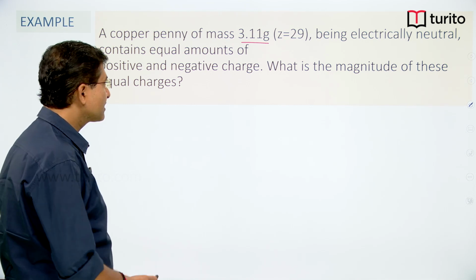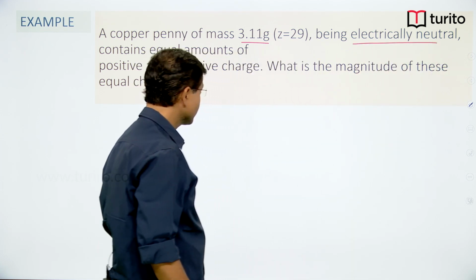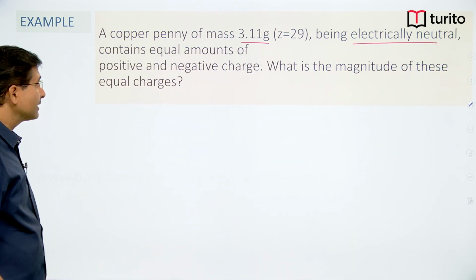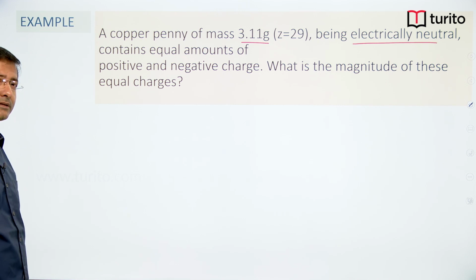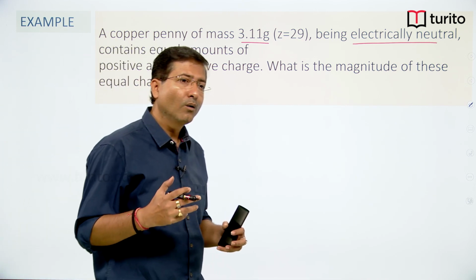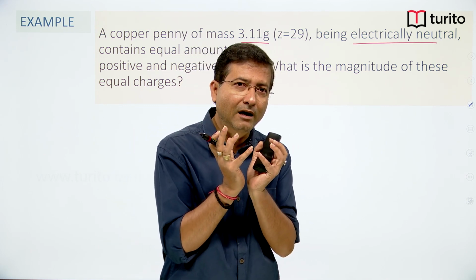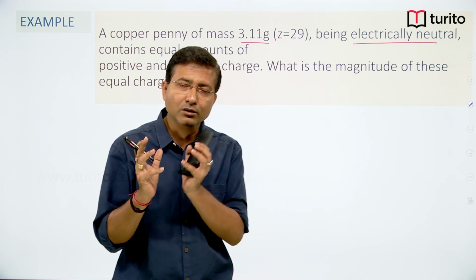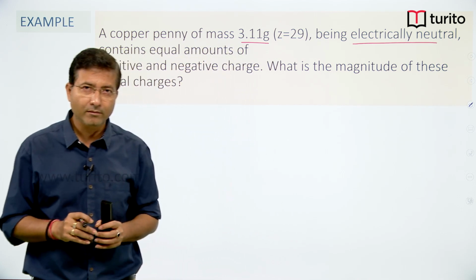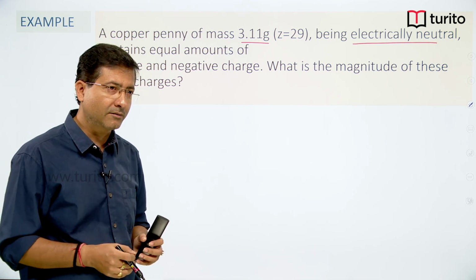Now it says that, as it is electrically neutral, it contains an equal number of positive and negative charges, right. So what is the magnitude of these equal charges? I want to find out the total amount of positive charge and the total amount of negative charge we have. So how do we get the positive charge or negative charge?